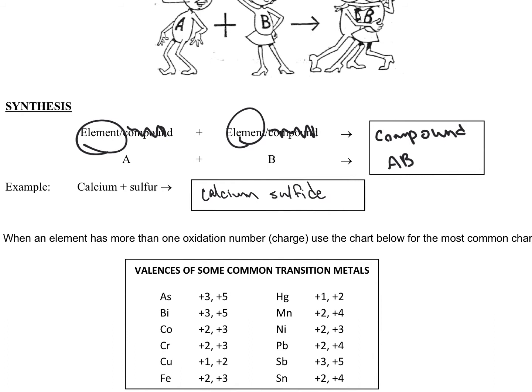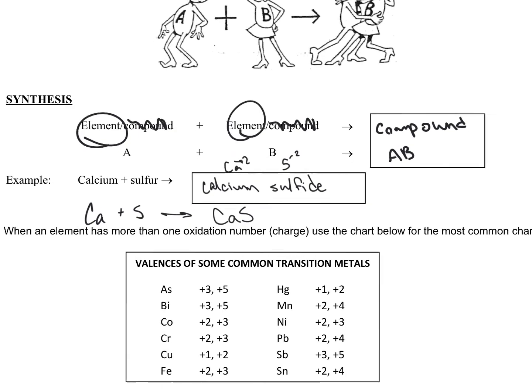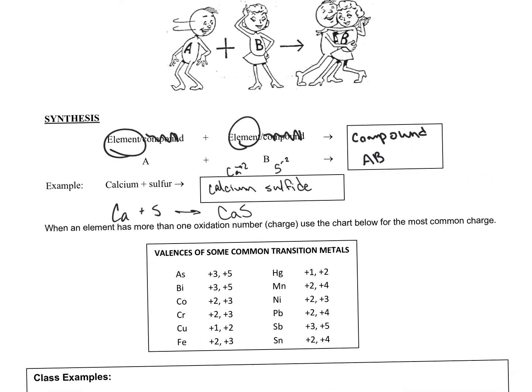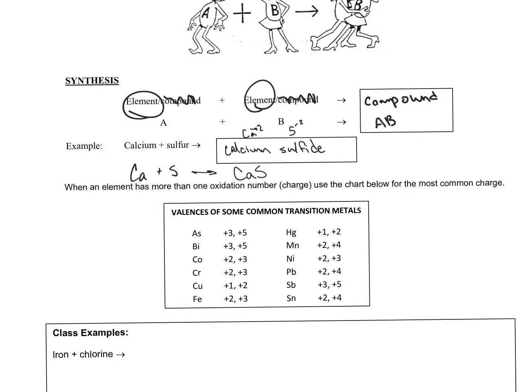You can also do this from a formula if you know that you have calcium plus sulfur. Well, right now, as elements, these things don't have charges. But once they become part of a compound, they gain their charges. We know calcium is in group 2, so it's +2. We know that sulfur is in group 16, so it has a -2 charge, which gives us our formula, CaS.